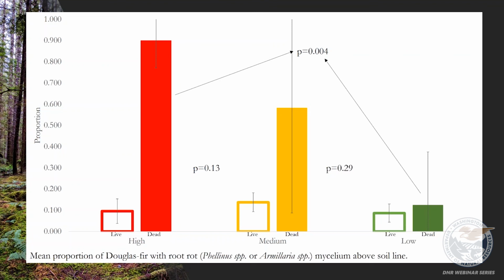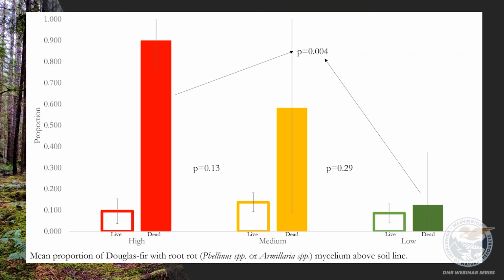Now what really became interesting is this is the mean proportion of Douglas fir that had root wrap mycelium above the soil line. So for living trees, those are the bars that are not filled in, the result between the living trees and the mortality levels was pretty inconclusive, and that's likely because the mycelium takes time to reach above the soil line. It starts in the soil and the roots. And so by the time it reaches above the soil line, oftentimes the tree is dead by then, so it would fall into the other category.